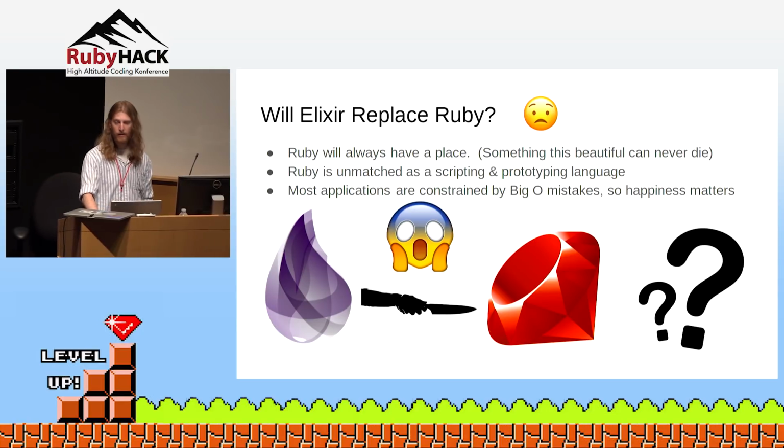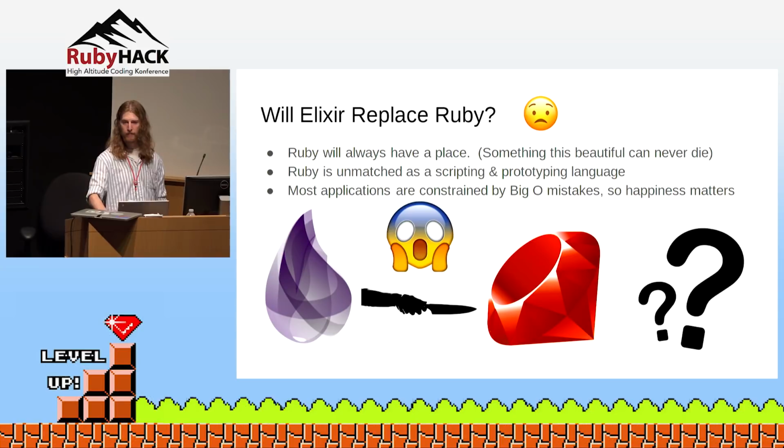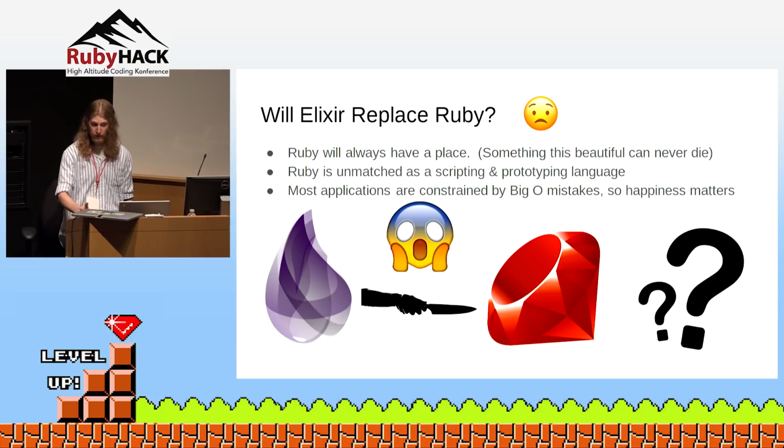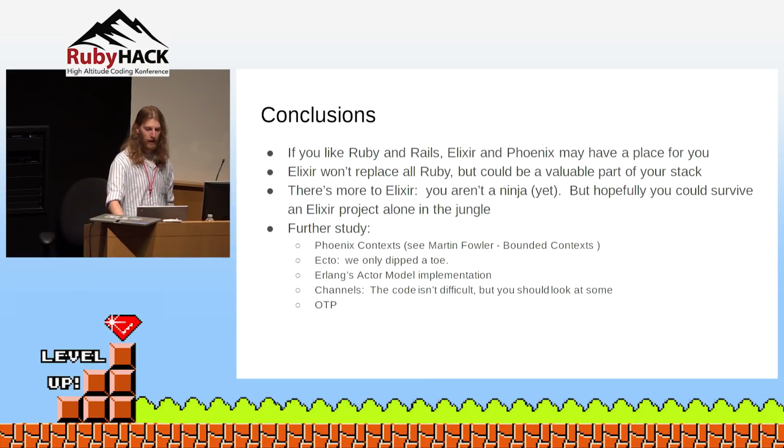Will Elixir replace Ruby? No, I don't think so. Ruby's always going to have a place. It is by far the best scripting language, and it's also great for prototyping. And most applications are constrained by big O mistakes, not by performance. So happiness probably matters more. Developer happiness is a huge constraint.